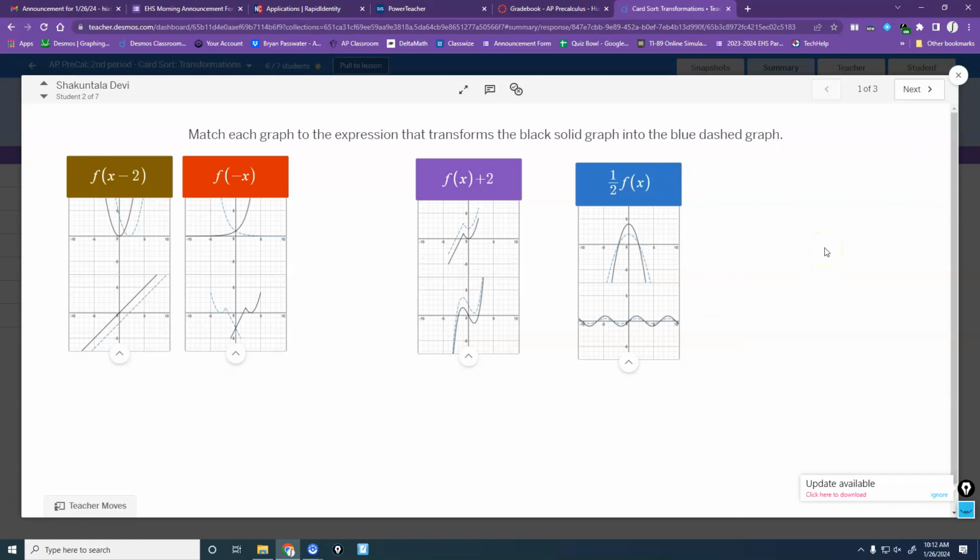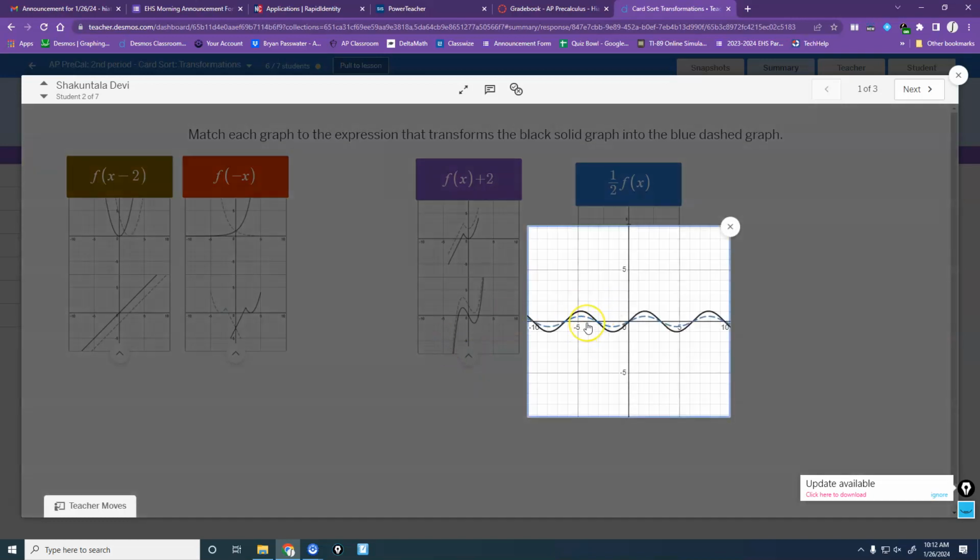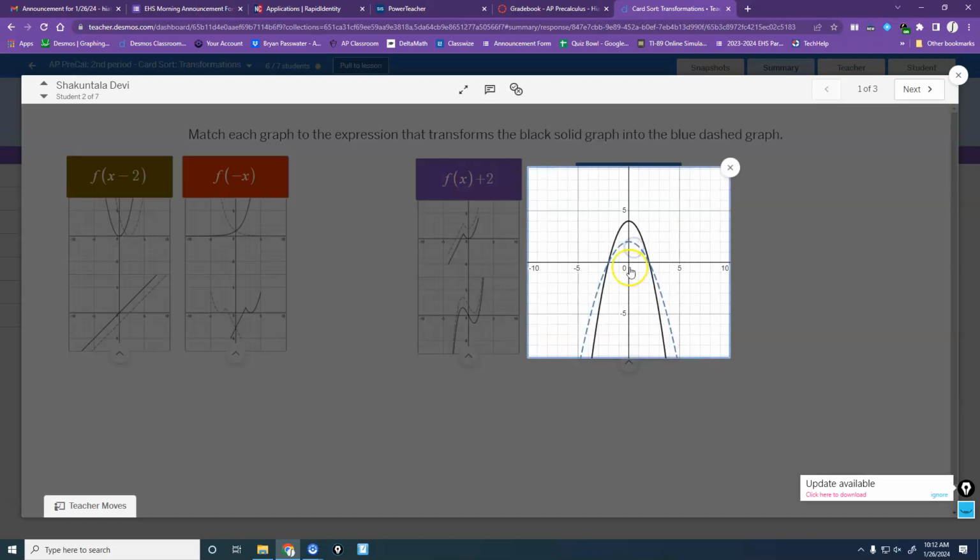1/2 f of x, what is that going to do when you multiply by 1/2? 1/2 times the function. Compress it. Is it a vertical compression or a horizontal? It is vertical. So it's like you're taking that y-axis and squishing it down to make it shorter and fatter. I think you can see it best on this sine graph because it squishes it in, making those waves not as high. But it's also the case on this one.